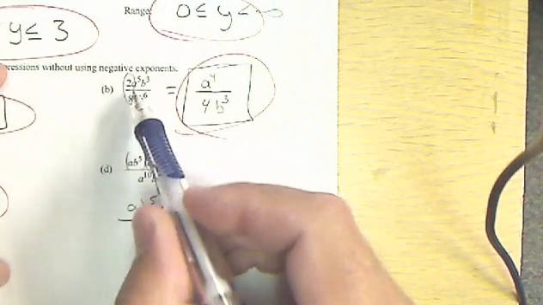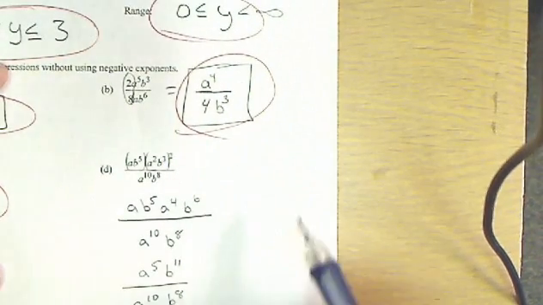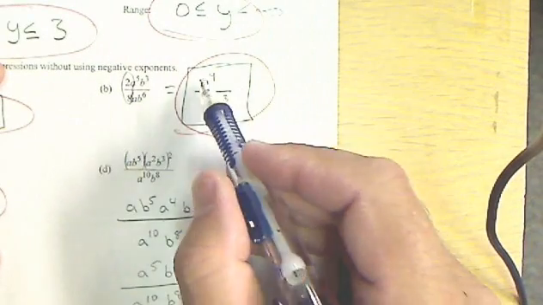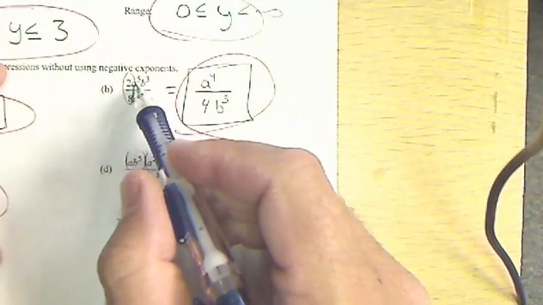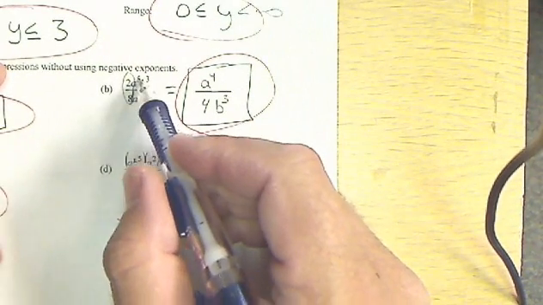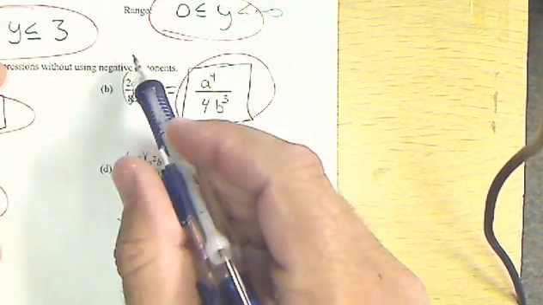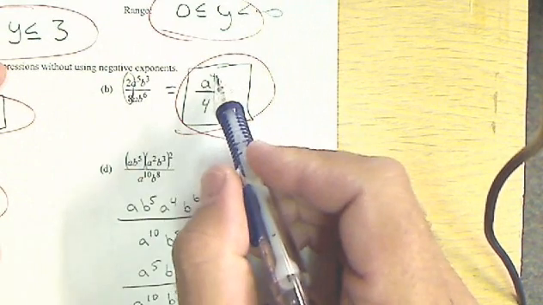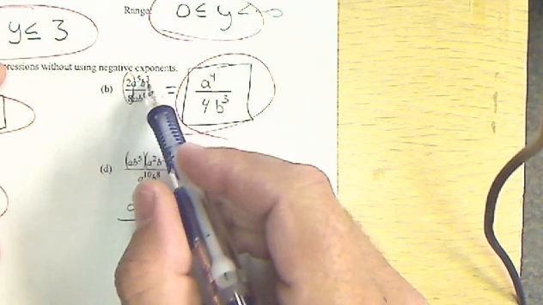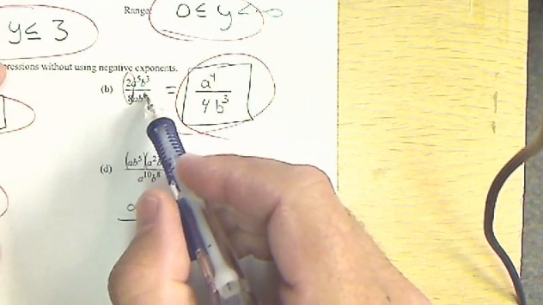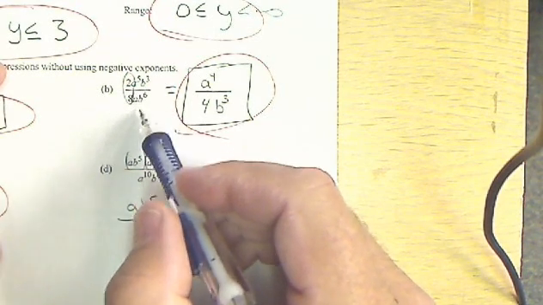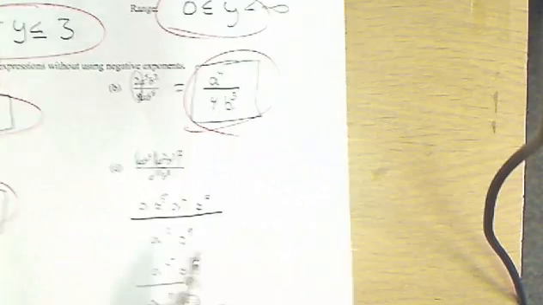2 over 8. You've been doing that for 6, 7 years now. Is just reducing. That's 1/4. And then you look at the a's and you go a to the 5th over a to the 1 would cancel out, leave me a to the 4th on top. B to the 3rd over b to the 6th. 3 would cancel out, leave 3 on the bottom.